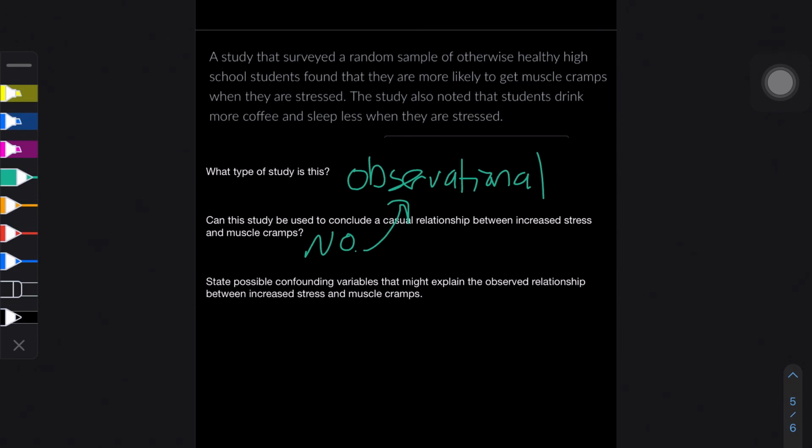Now, the last thing it asks us to do is state possible confounding variables that might explain the observed relationship between increased stress and muscle cramps. So this is the reasons that we can't conclude the causal relationship because there could be other things that are causing it instead of just the stress. So they drink more coffee and they sleep less when they're stressed. So two of the things that could be confounding variables would be coffee consumption and duration of sleep.